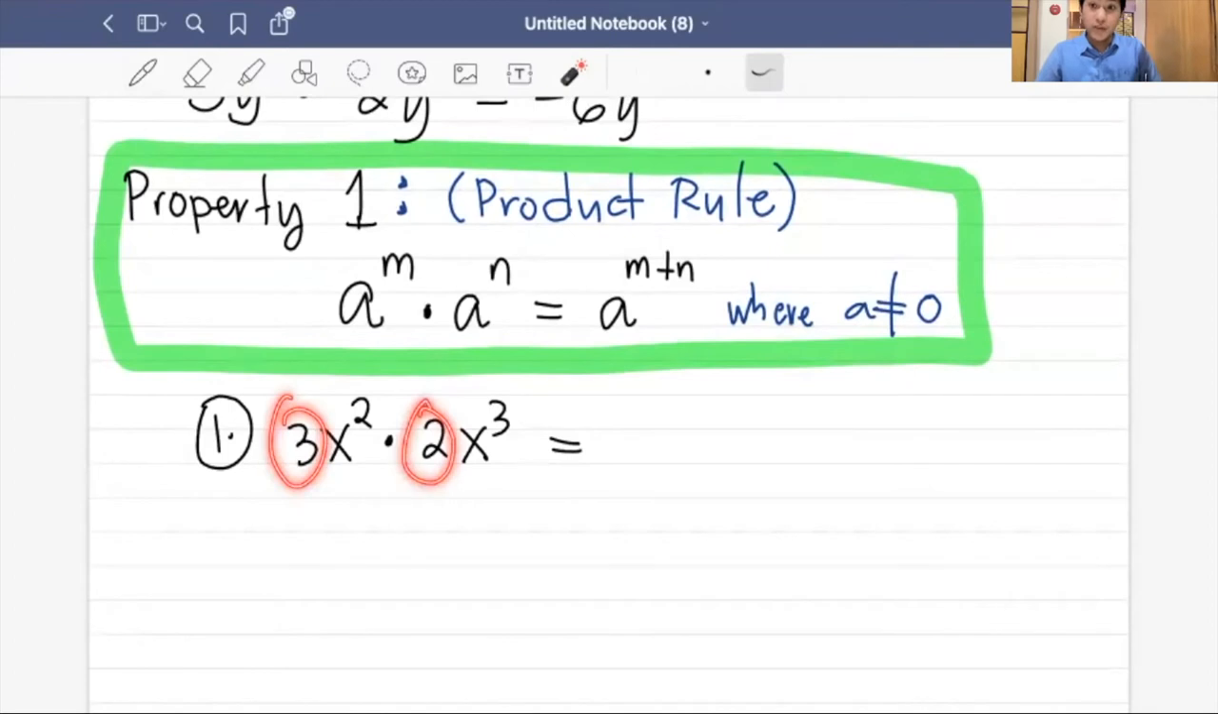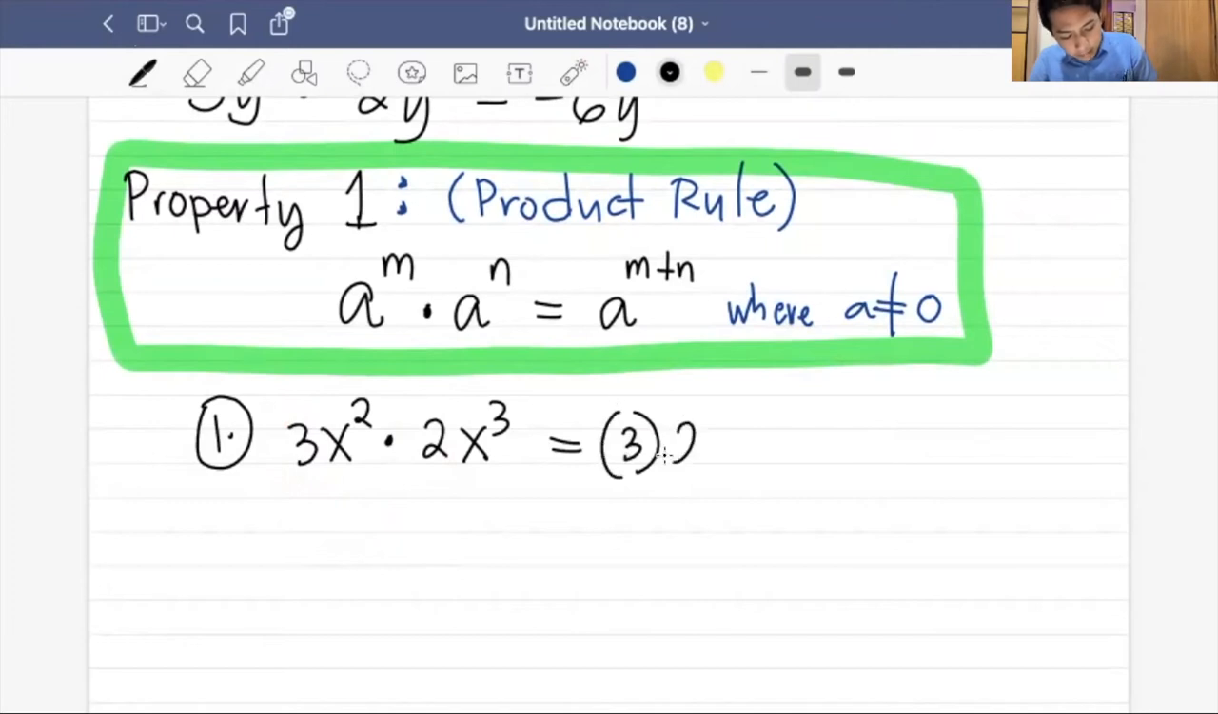This one, 3 and 2, what do we call them? What are these? 3 and 2. These are numerical coefficients. So these numerical coefficients should just be multiplied together. So we have 3 times 2. Okay, don't worry about them. Just multiply 3 times 2. That's it. And let's deal with the exponents and the base. Right, the bases and exponents. So they have the same base, which is x.